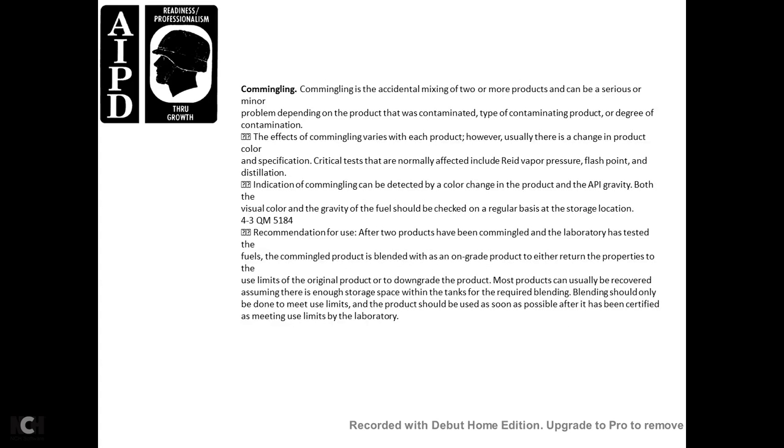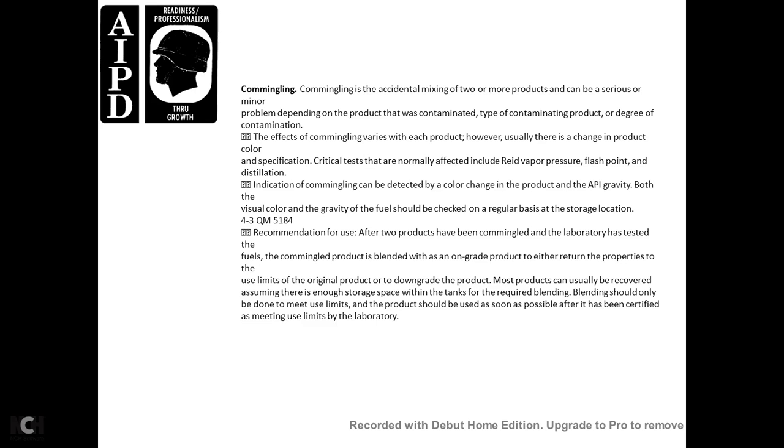Commingling is the accidental mixing of two or more products. It can be serious or minor, depending on the product which was contaminated, the type of the contaminating product, and the degree of the contamination. The effects of commingling vary for each product. However, usually there is a change of the product color and specification. Critical tests that normally are effective include the Reid vapor pressure test, flashpoint, and distillation. Commingling can be detected by the color and the change of the product's API gravity. Both the visual color and the gravity of the fuel should be checked on a regular basis at the storage location.